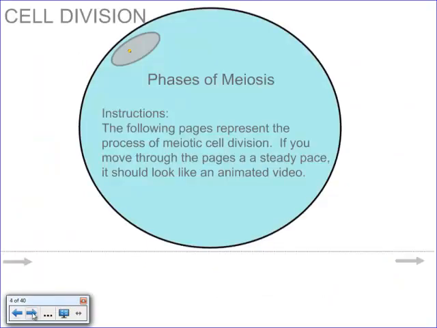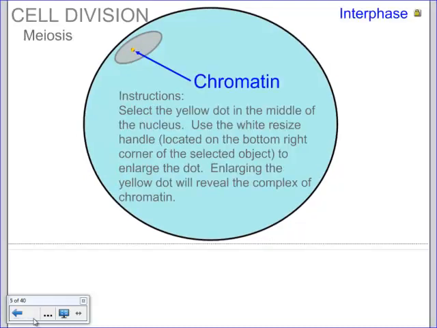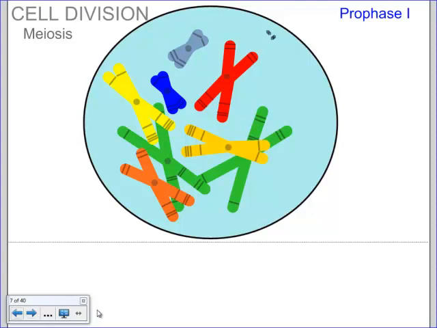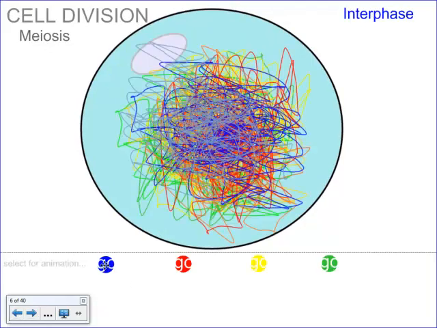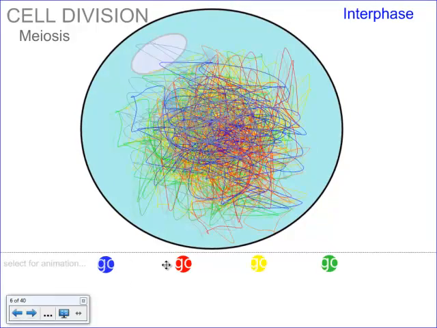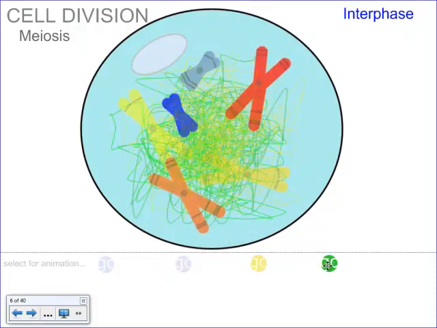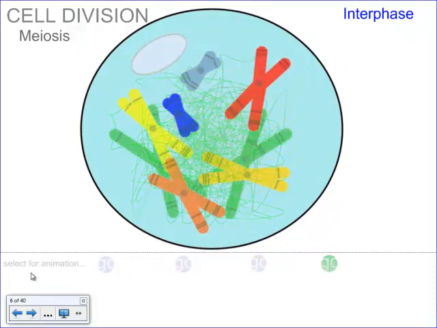Okay, so we're going to look through here really fast the different steps of meiosis. We're going to start off with the cell in interphase. It has a nucleus and it has its genetic material inside of the nucleus. So this is what it looks like during interphase. Remember, our nuclear membrane disappears and we start to see our chromatin coiling to eventually make our chromatids.